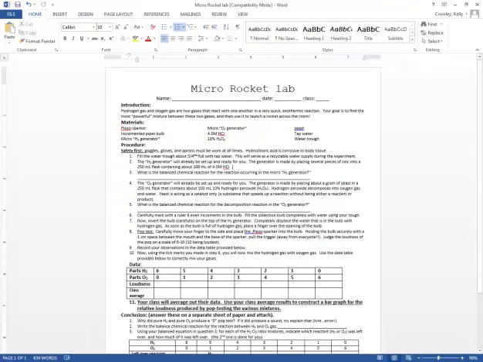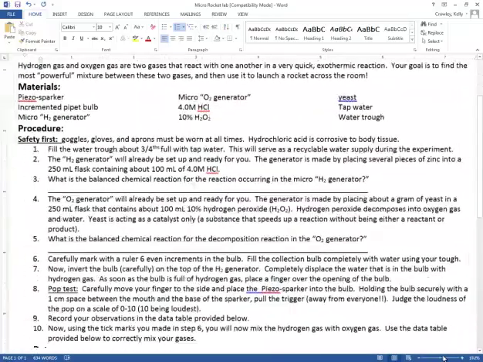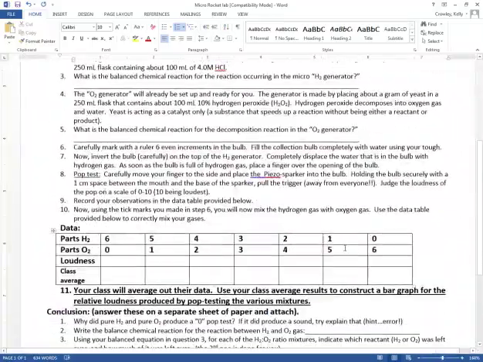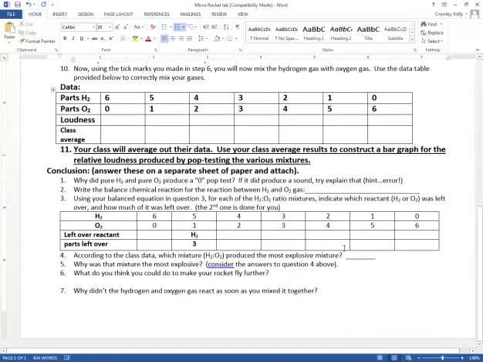All right, so now we are pulling out the micro rocket lab that we did last class, and we're going to take a look at a couple of the questions down towards the end. First of all, if you were absent, the class data has been posted on the class website. There's one class that is missing, 6th period. So if you are in 6th period, could you email me the class averages, because I never took a picture and I didn't post it. So hook me up, okay?